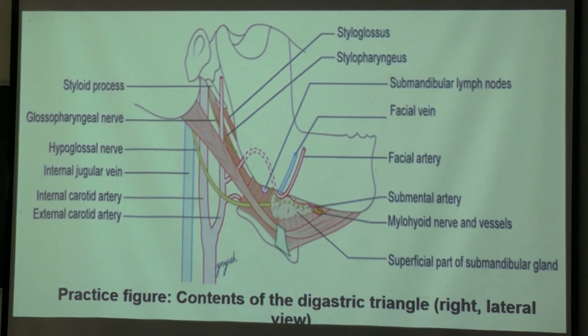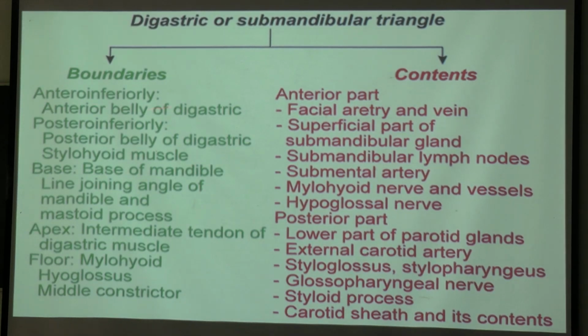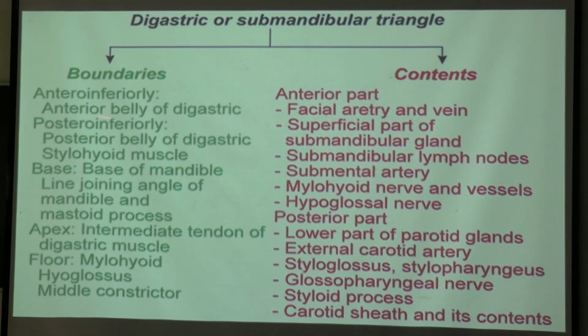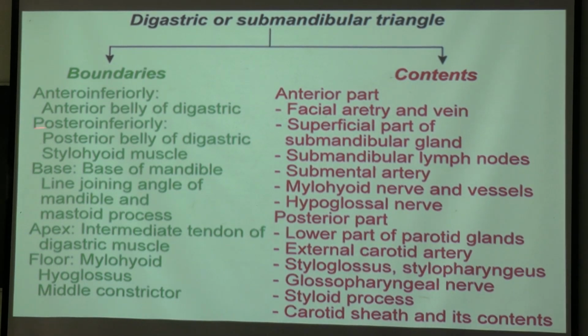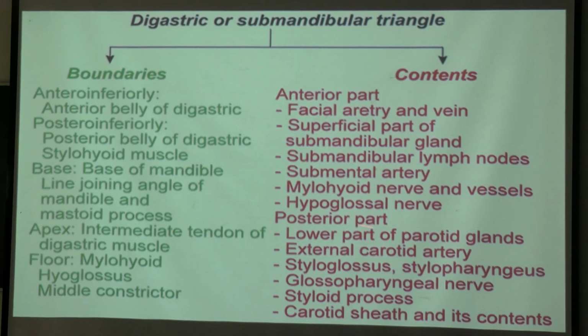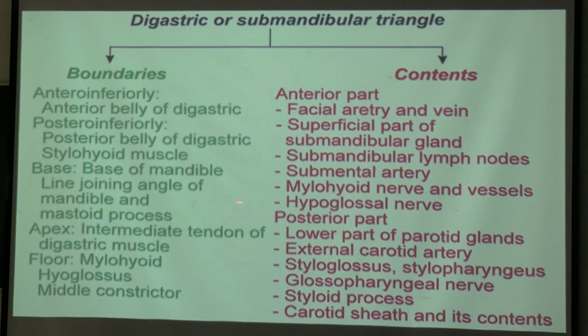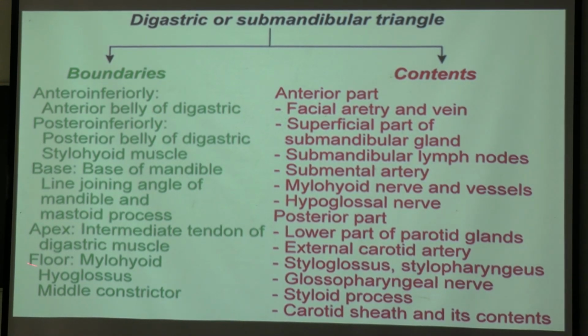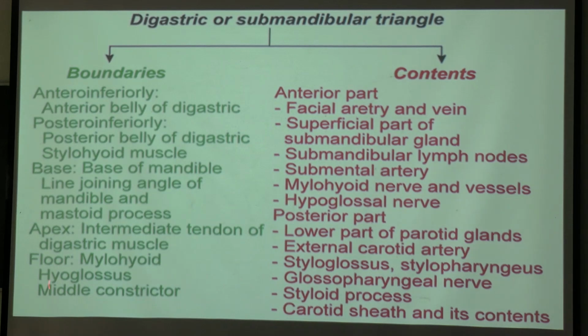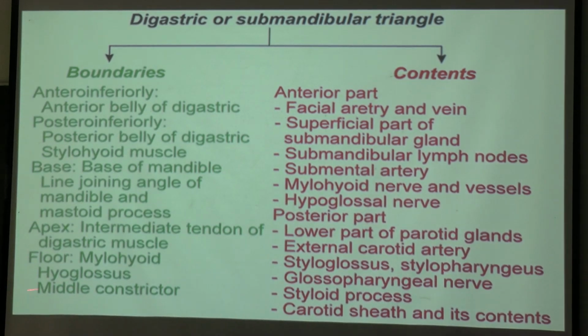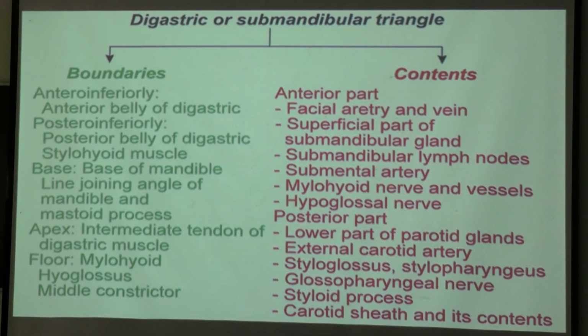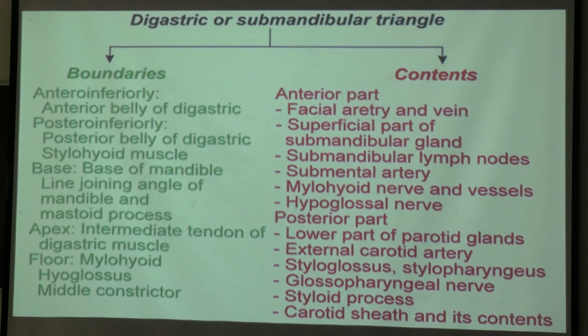Okay, so all these are contents of the digastric triangle. Understood? So the digastric or submandibular triangle boundaries are anterior-inferiorly by the anterior belly of digastric, posterior-inferiorly by the posterior belly of digastric and stylohyoid, base by the base of the mandible and line joining the angle of the mandible and mastoid process. Apex is the intermediate tendon of the digastric muscle, floor is formed by mylohyoid, hyoglossus, middle constrictor of the pharynx. Okay, and these are the contents.